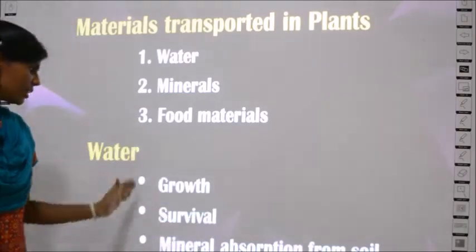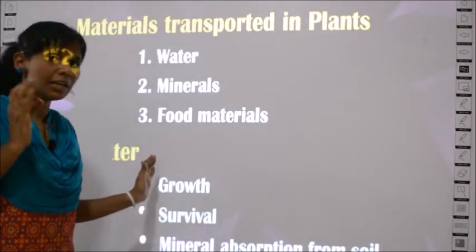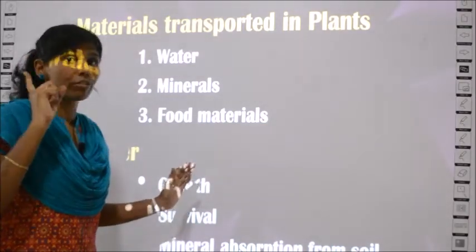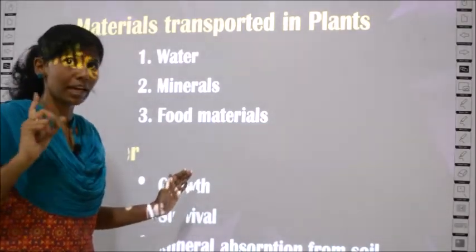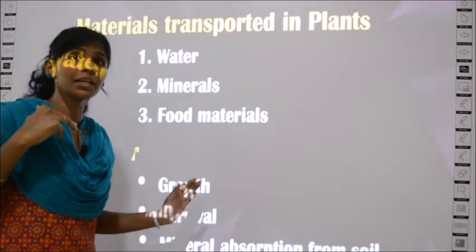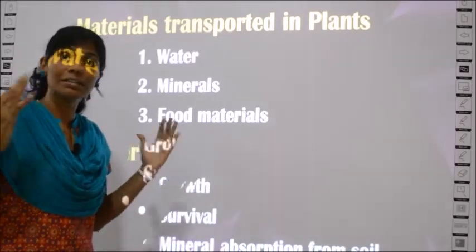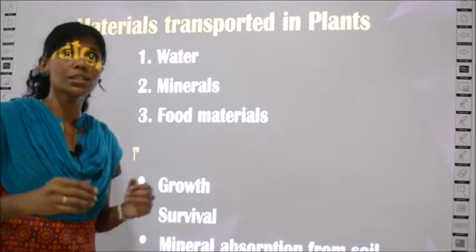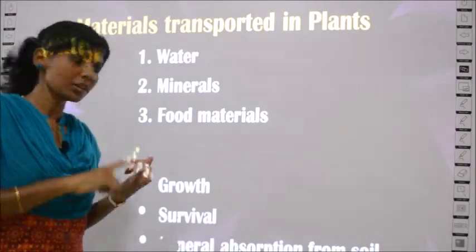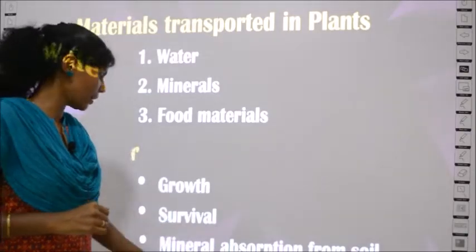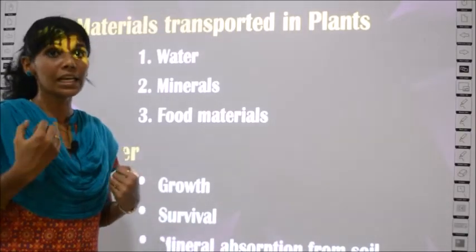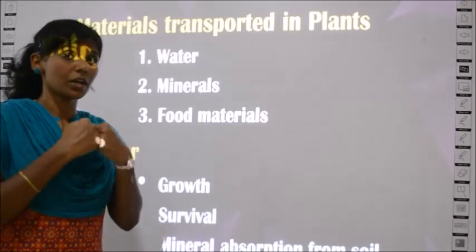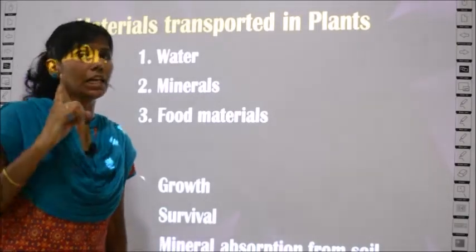So what are the 3 uses of water? Essentially, a plant needs water for 3 reasons. One is for its survival, to keep itself alive. Number 2, to increase in height or thickness. Also for growth, water is required. The last point is that minerals have to be dissolved in water for the plant to take them in. So water is essential for mineral absorption.